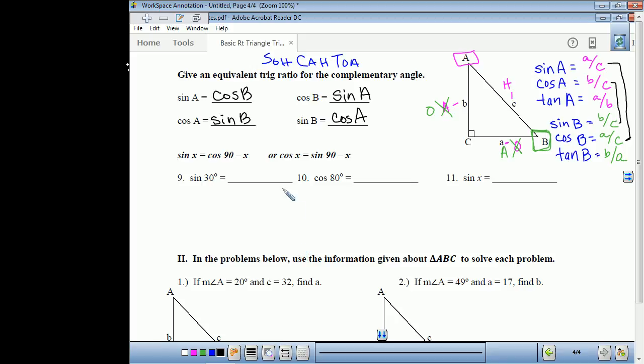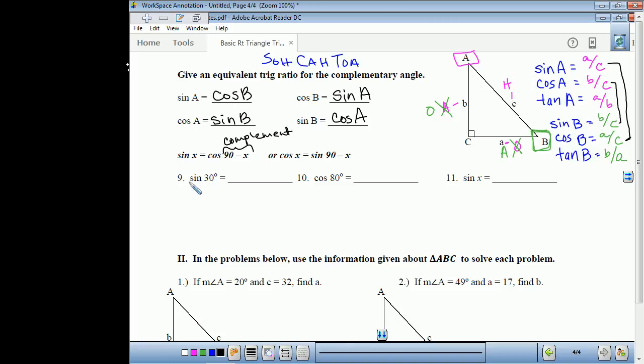And this always works, guys. A and B have to add up to how many degrees? 90. Because they are complementary. All three angles of a triangle have to add up to 180. And since this is already 90, those two also have to add up to 90. They are complementary. So to find sine of any angle, it's the same as cosine of its complement. 90 minus that angle would be the complement. And cosine of any angle is the same as sine of its complement, 90 minus that angle.